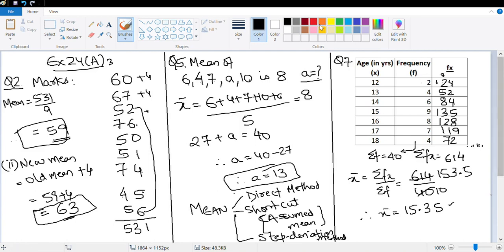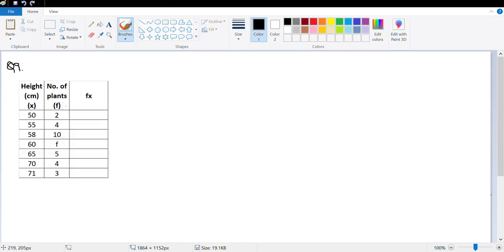So now let's look at the next question. The next question we are doing is question number 9. From the given data, so this is like the previous question we did in the direct method. Let's do this question also in the direct method. This is the direct method where you do summation f, do summation fx. This is the height of plants in centimeters and the number of plants. So there are 2 plants of height 50 centimeters, there are 10 plants of height 58 centimeters, and there are f plants of height 60 centimeters.